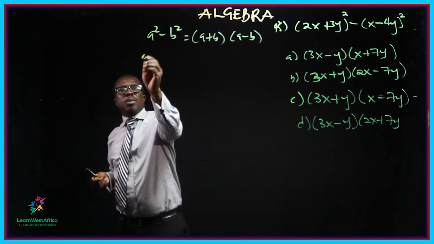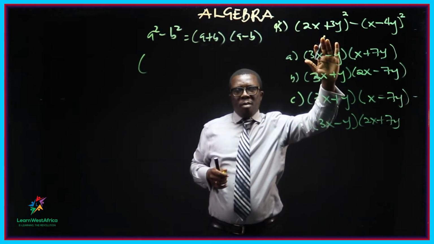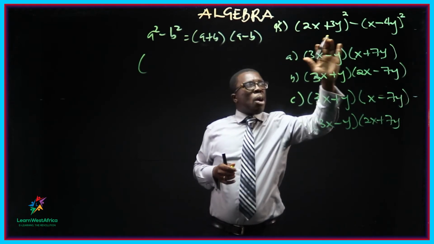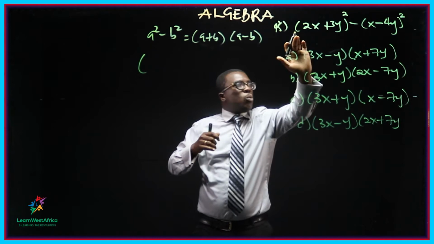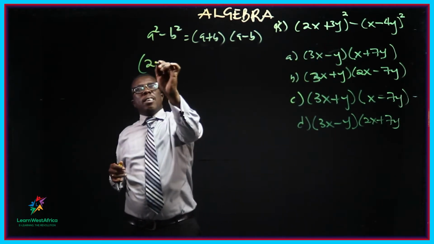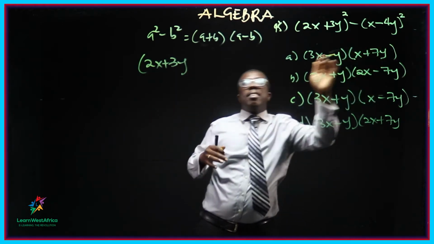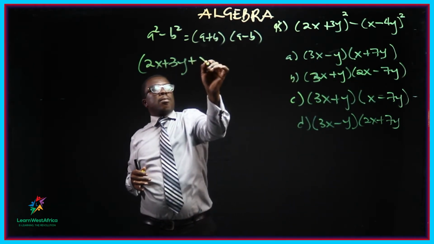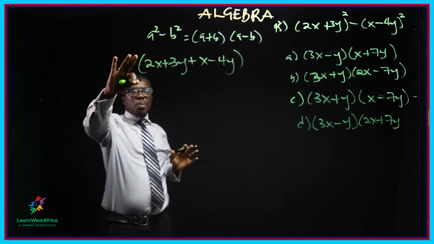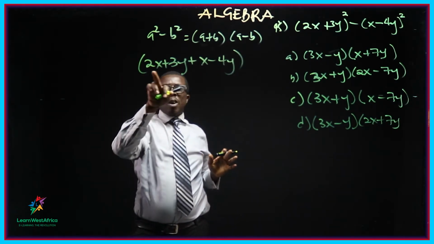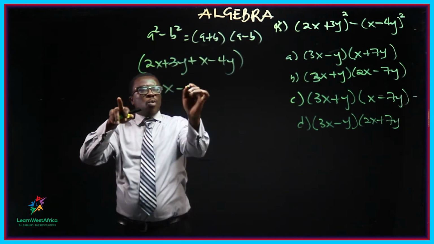In our first bracket, it's going to be our first term, a. But what do we begin with? We say a squared minus b squared, so a is 2x plus 3y, and b is x minus 4y. So a plus b: 2x plus x is 3x, and 3y minus 4y is minus y.